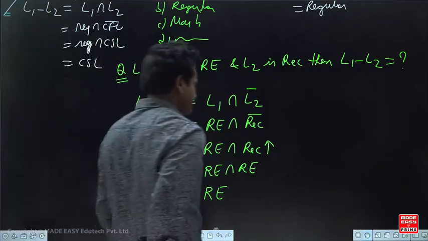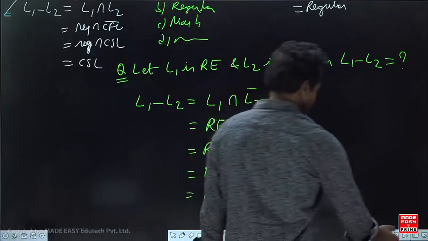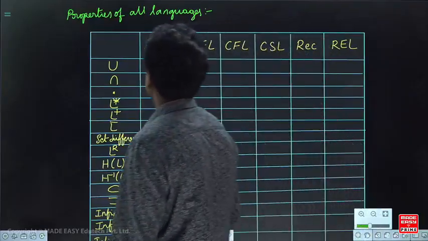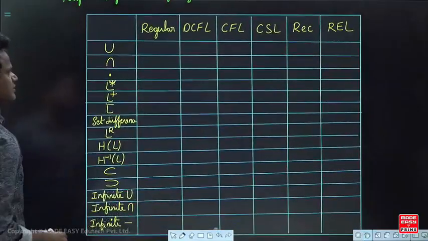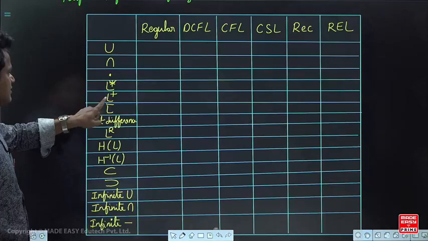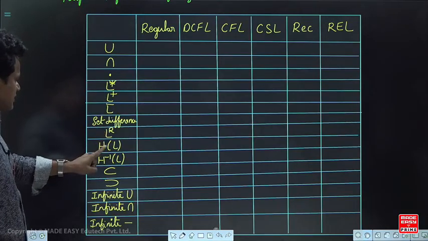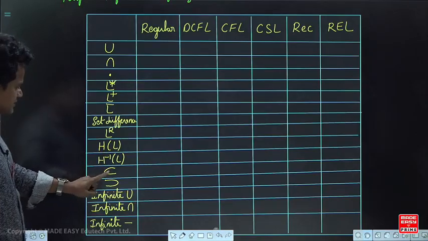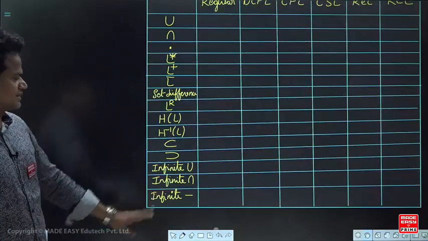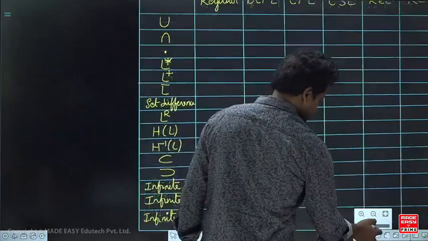Okay. Now I will go to next. So properties of all languages. Look at this. This is union, intersection, concatenation, Kleene closure, positive closure, complement, set difference, reversal, homomorphism, inverse homomorphism, subset, superset, infinite union, infinite intersection, and infinite set difference. Okay? So guys, do you want me to go more?